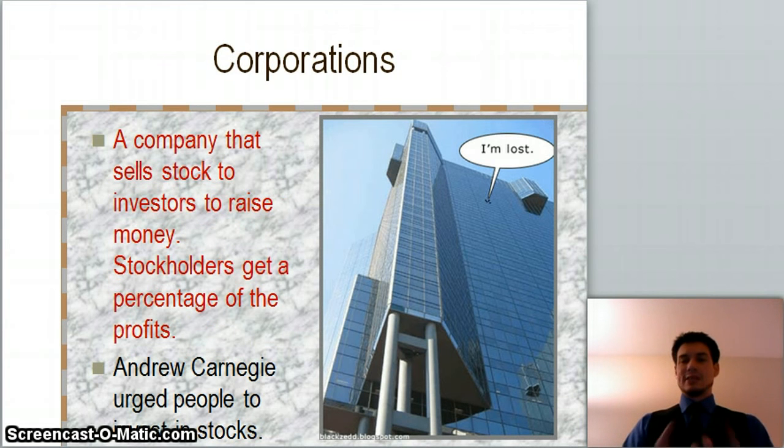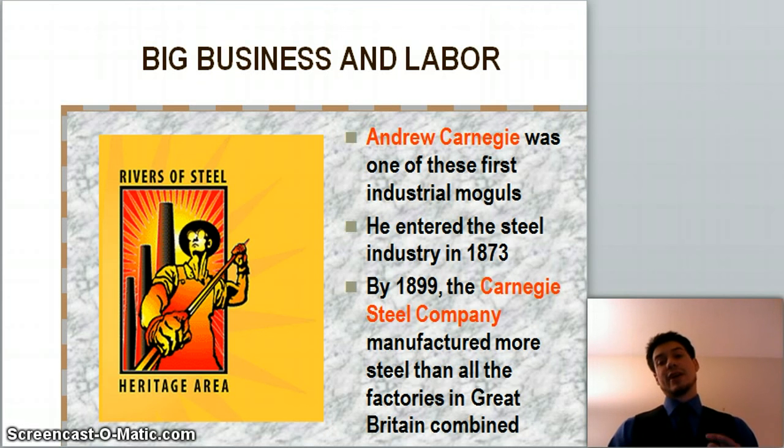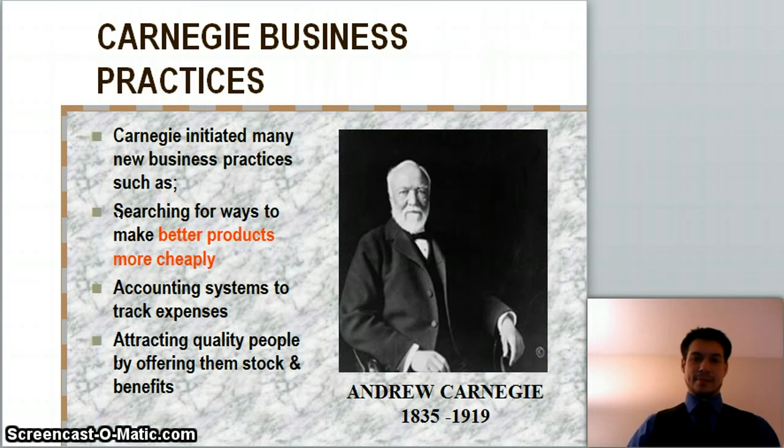Now, this leads to corporations. A company that sells stock to investors to raise money is considered a corporation, and stockholders get a percentage of the profits. And Andrew Carnegie urged people to invest in stocks, because of course it helps make him richer. Andrew Carnegie was one of these first industrial moguls, these tycoons. He entered the steel industry in 1873 using the Bessemer process, and by 1899 the Carnegie Steel Company manufactured more steel than all the factories in Great Britain combined.